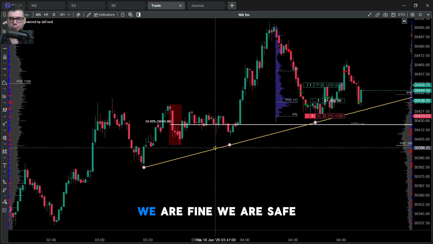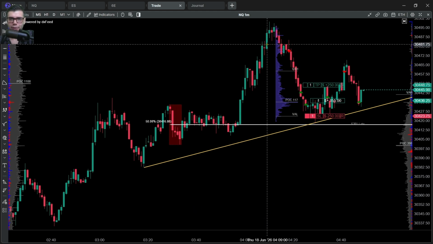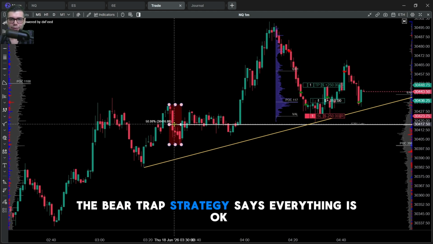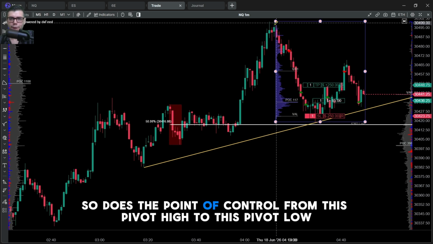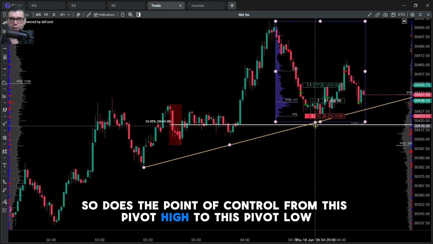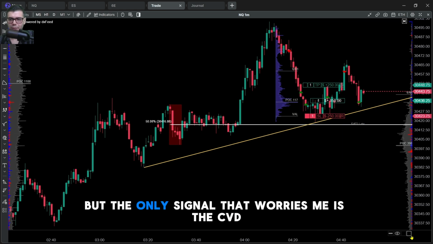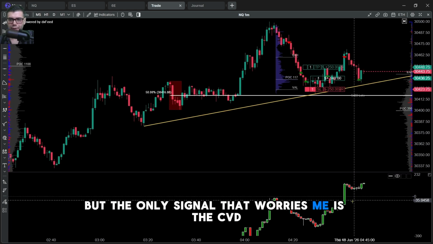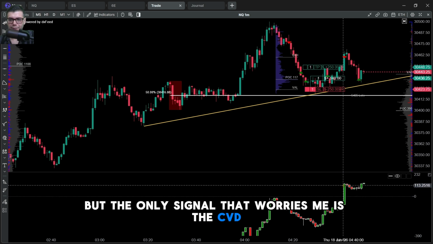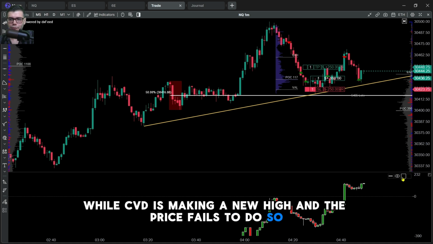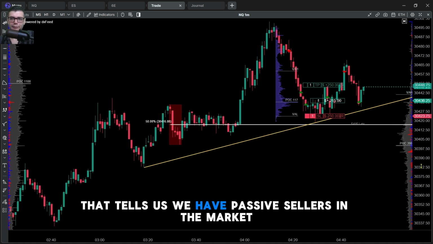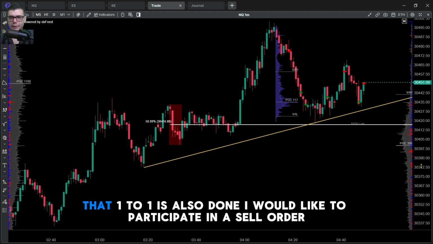Trend line wise, we are fine, we are safe. The bear trap strategy says everything is okay. So does the point of control from this pivot high to this pivot low. But the only signal that worries me is the CVD. While CVD is making a new high and the price fails to do so, that tells us we have passive sellers in the market. That 1-to-1 is also done.